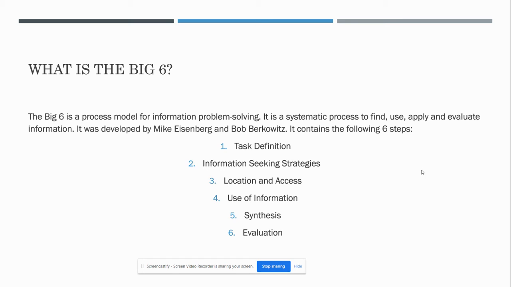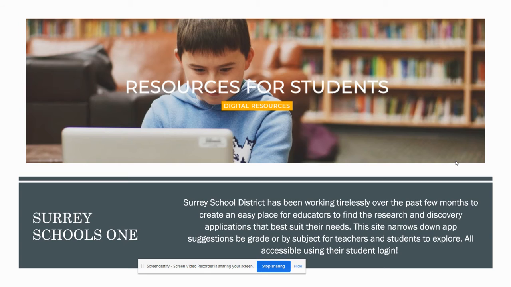However, you can go back through them if you find yourself getting off track. So just because you've gotten to number 3, for example, doesn't mean you can't go back and start again at task definition. Always revise in order to find the best result. And that's what that evaluation step is for. It's really going through, making sure you've done things the most effective and efficient way so that you get to the best results.